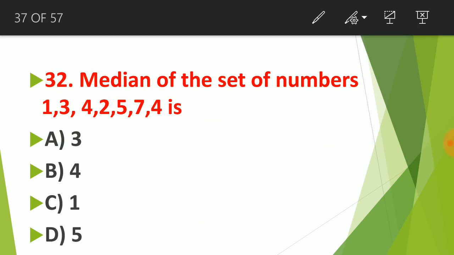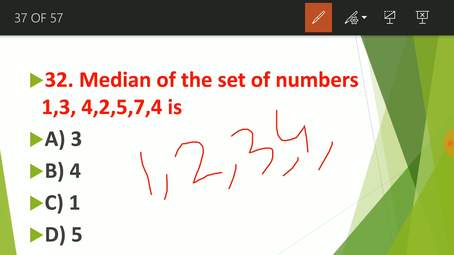Now let us see question number 32. The median of the set of number. For this case, we need to arrange the number according to ascending or descending order. If I arrange, I will get this. Now there are total 1 2 3 4 5 6 7 terms. Median will be 7 plus 1 divided by 2 term, that is fourth term. Fourth term is 4, so option choice B is the correct answer for question number 32.